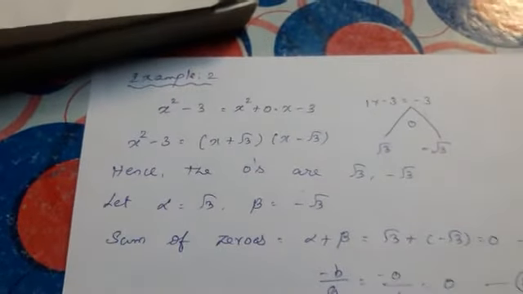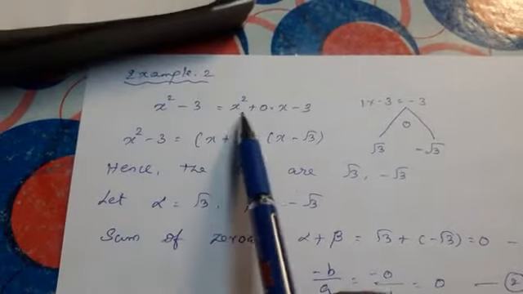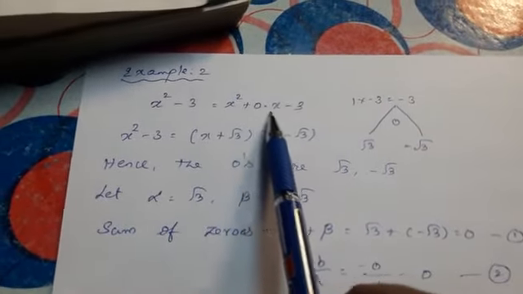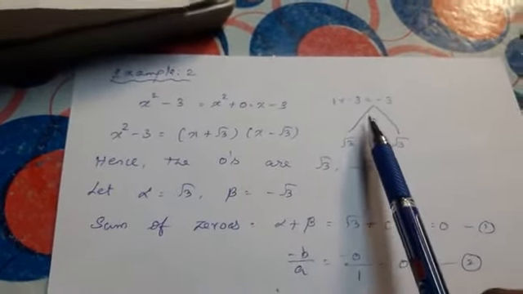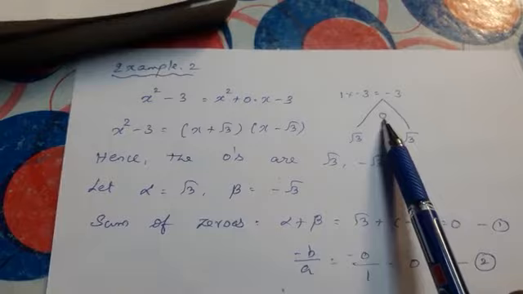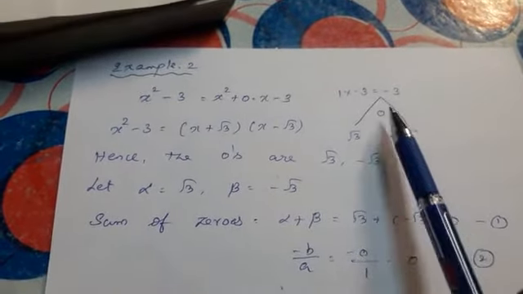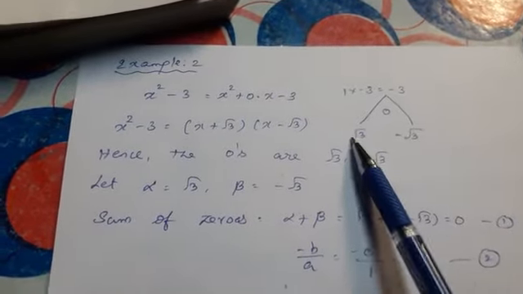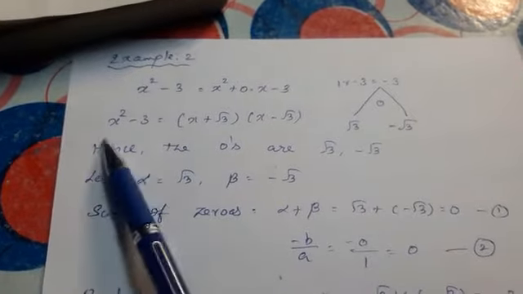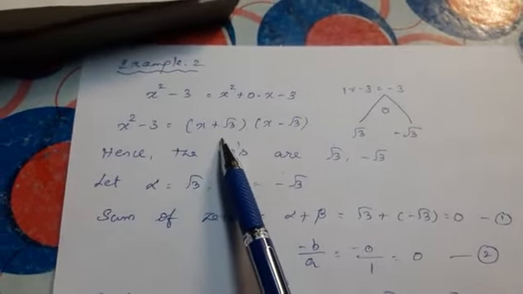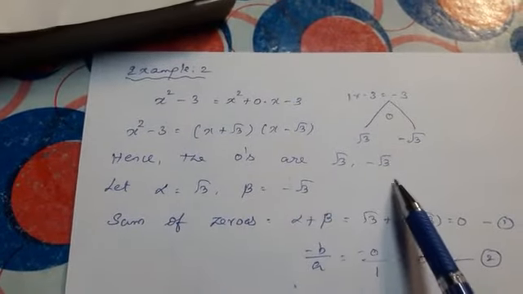Next let us see example 2. They gave a quadratic which is x square minus 3. There is no middle term. So I included 0 dot x. So it is x square plus 0x minus 3. And here the product is minus 3 and the sum is 0. 3 we can get by the product of root 3 and root 3. Since we have a minus sign, one becomes positive, another one is negative, and the sum is obviously 0. So x square minus 3 can be written as x plus root 3 into x minus root 3. So the two zeros are root 3 and minus root 3.